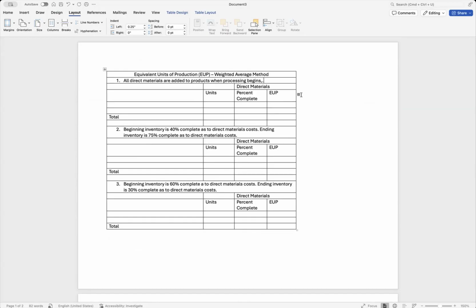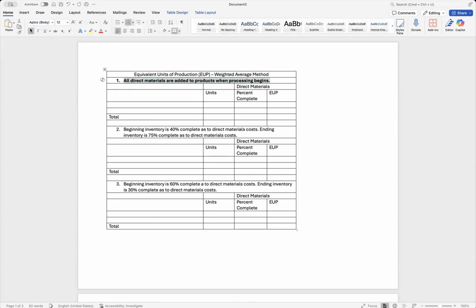For the first one, let me bold it. It says all direct materials are added to products when processing begins. Remember, we're only concerned with completed and transferred out, because the beginning work in process and the units started and completed are encapsulated or included in the completed and transferred out. So from the drop down, you're going to select completed and transferred out. And it told us that 80,000 units were completed and transferred out.